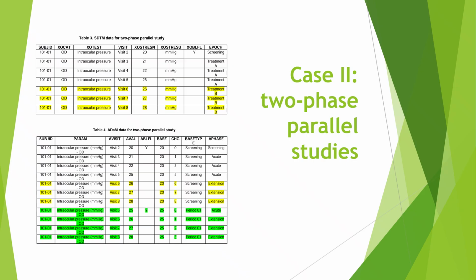In this case, please note that the base type is required because there are multiple definitions of baselines. In this approach, no matter whether a subject received two different treatments in the two different phases or received the same treatment in two different treatment phases, there are two sets of records. In the first set of records, the baseline is picked from the last non-missing value on or before the first dosing date. And in the second set of records, the baseline is picked from the last non-missing value on or before the first dosing date of the second period.